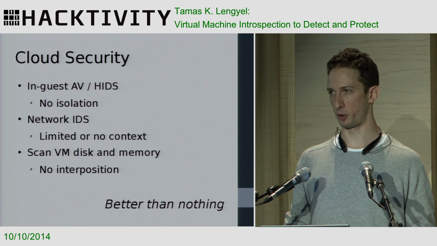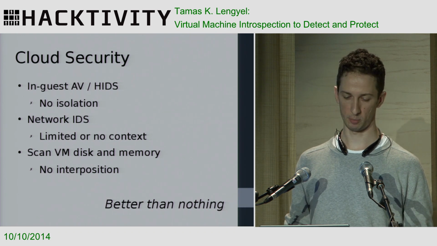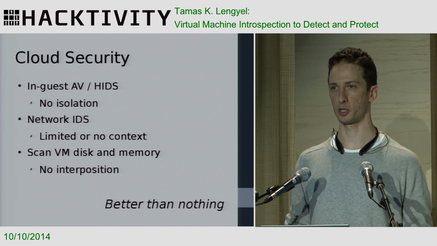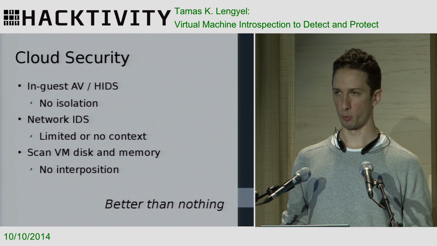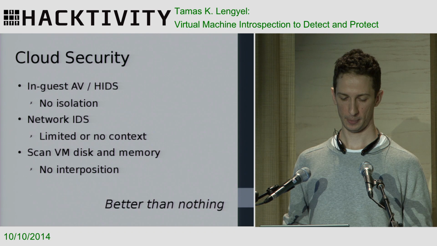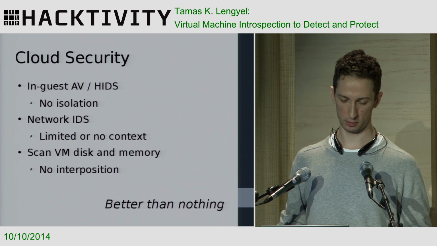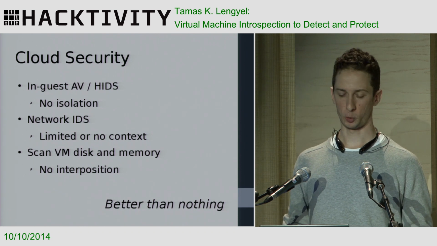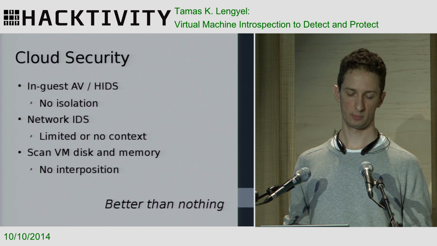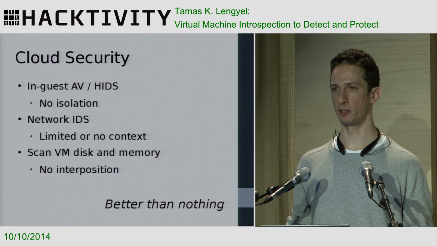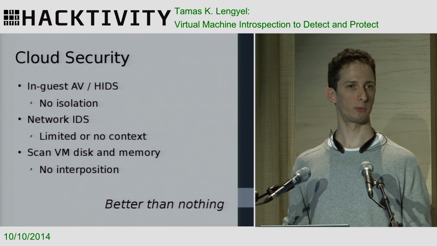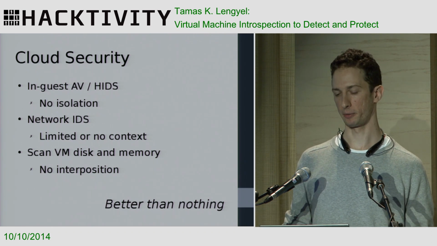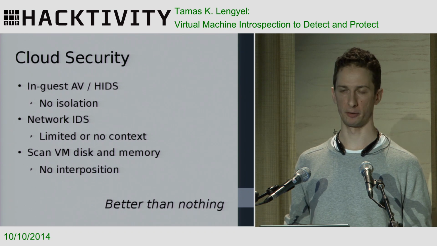Then you could use network IDS, Snort, but then you have limited or no context on what is actually happening, especially if things are encrypted. You don't really know what's going on. Some vendors have started using tools that scan the VM's disk to look for signatures or even scan the VM's memory, but then you don't really have interposition. It's a totally passive type of scanning. But it's better than nothing, right?